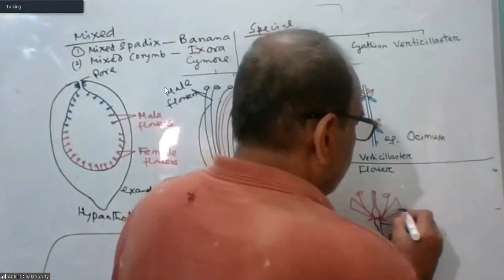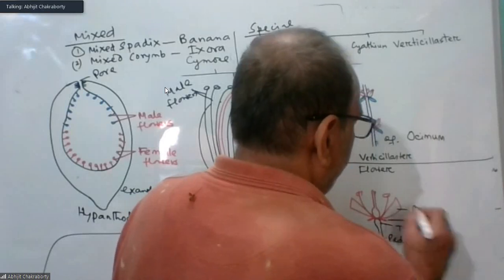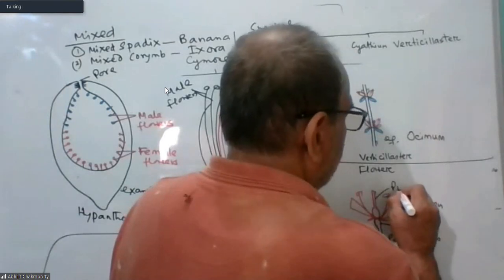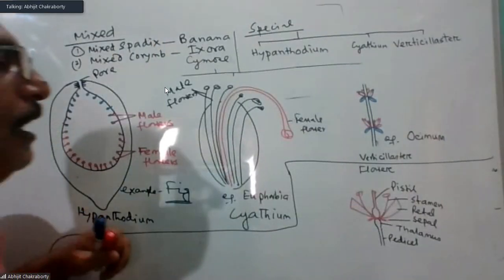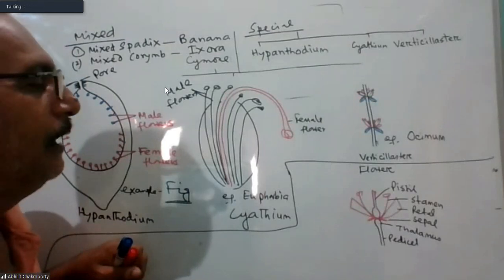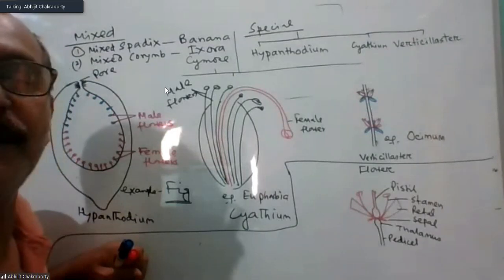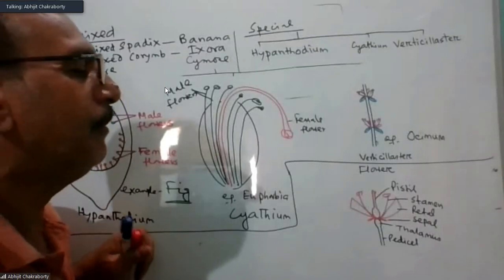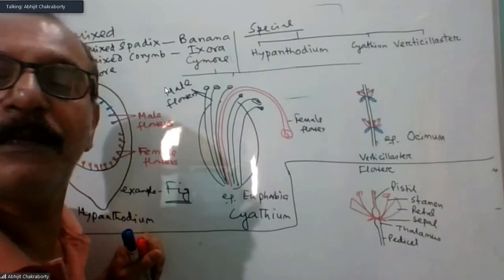So, diagrammatically, this is the petal, sepal, stamen, pistil. The innermost whorl is the gynoecium, and each member of which is called pistil. And outer to gynoecium you will get the androecium, each member is called stamen. Outer to androecium you will get the corolla, each member is called petal. Outer to petal you will get the sepal.